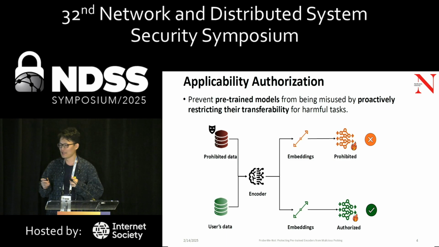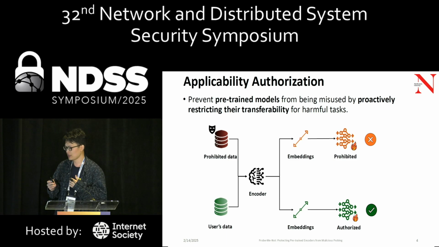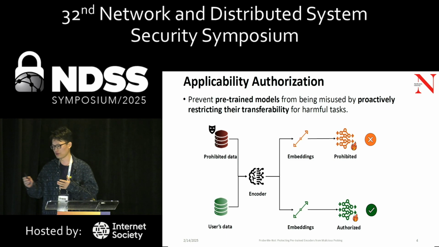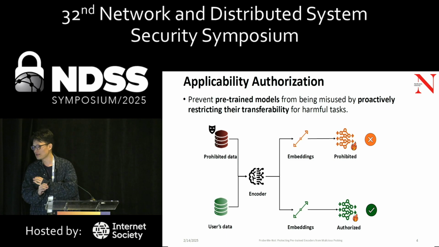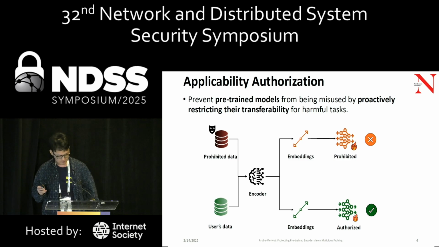Today, we are going to focus on a more flexible attacker who targets these pre-trained encoders. We try to make sure that when they use this encoder for some prohibited data, the embeddings they get cannot be used to train a downstream head with good accuracy. And when they use it for normal user data, they can achieve good accuracy.